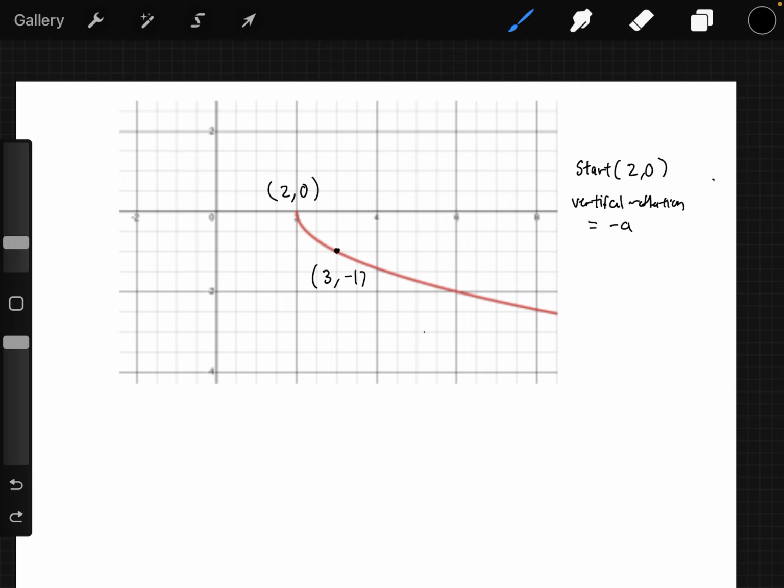If we start with the y-coordinate equal to 0, we know that there's no value of k, so we can write the function as f of x is equal to negative, here for our vertical reflection, square root of x minus 2.